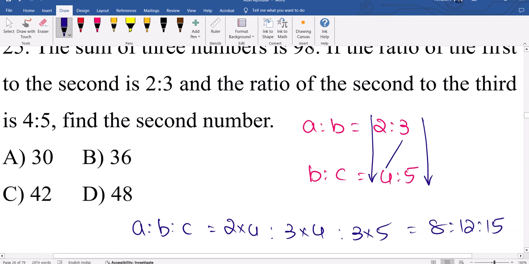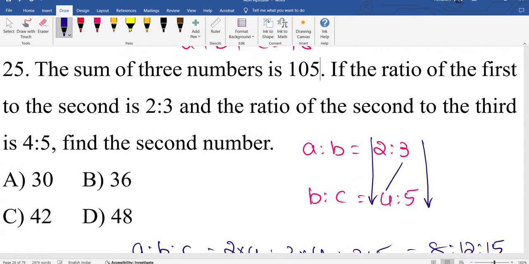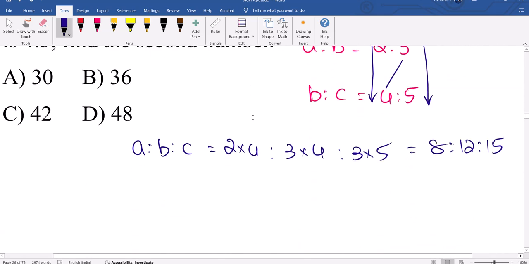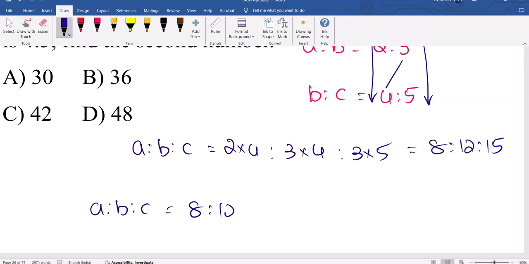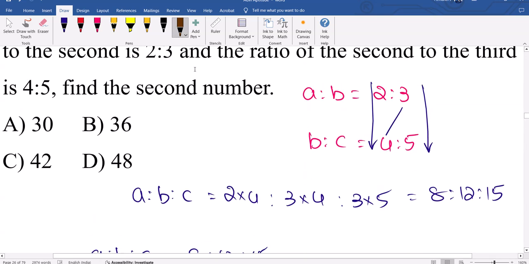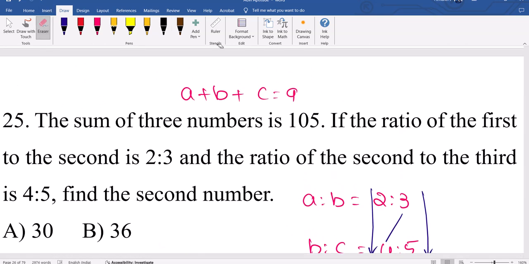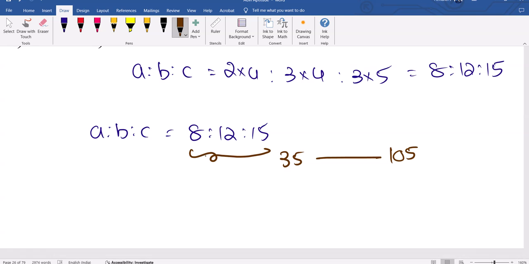Let the sum of the three numbers be 105 for calculation, there is a mistake in the question. Now the A, B, C ratio we got is 8, 12 and 15. What is all these combined, 8 plus 12 plus 15? That is 35. But the sum given in the question is 98; change it to 105. Then 35 and 105, the relationship is multiplied by 3.